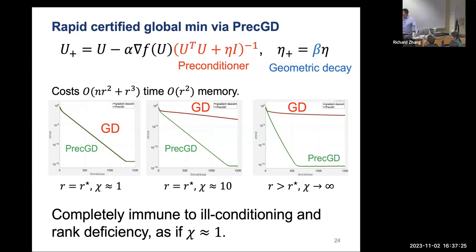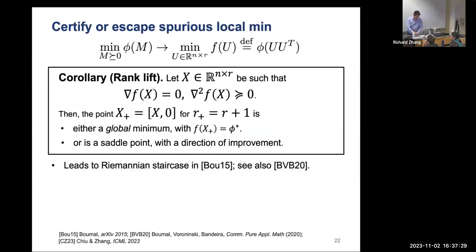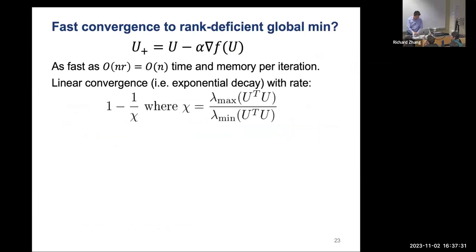Sorry, what is chi here again? That's the condition number. This condition number, oh yeah, of the U transpose. Okay, thanks.